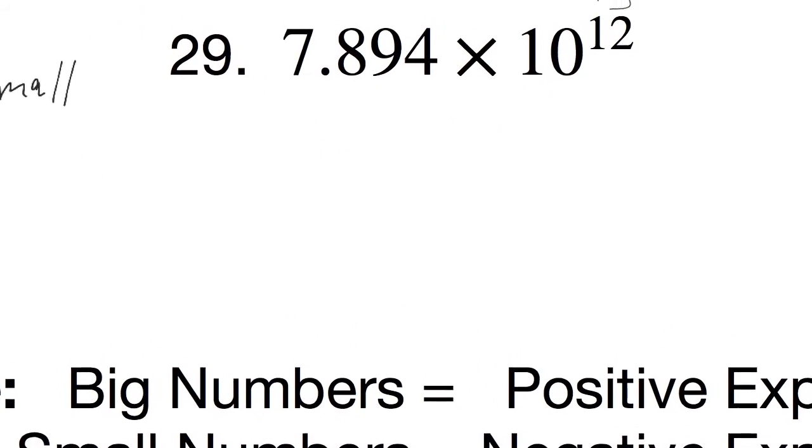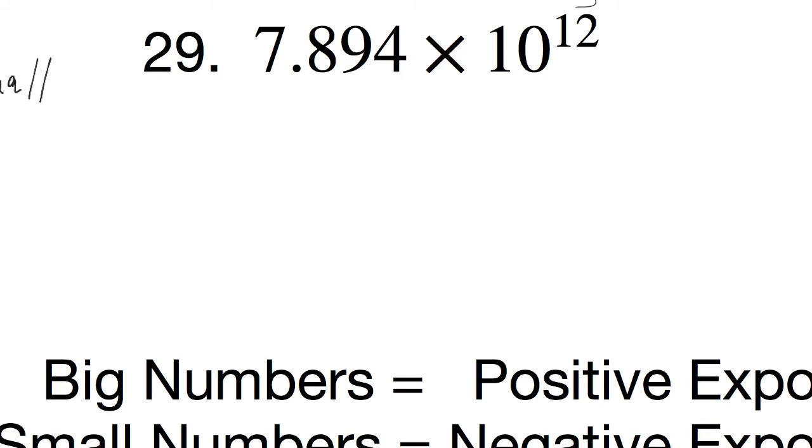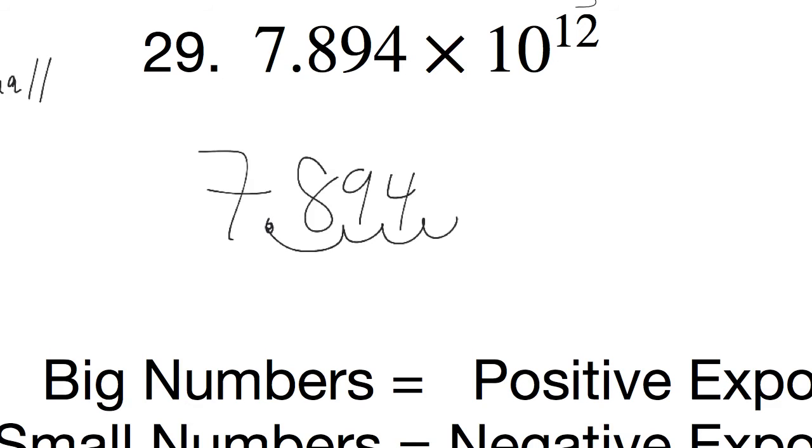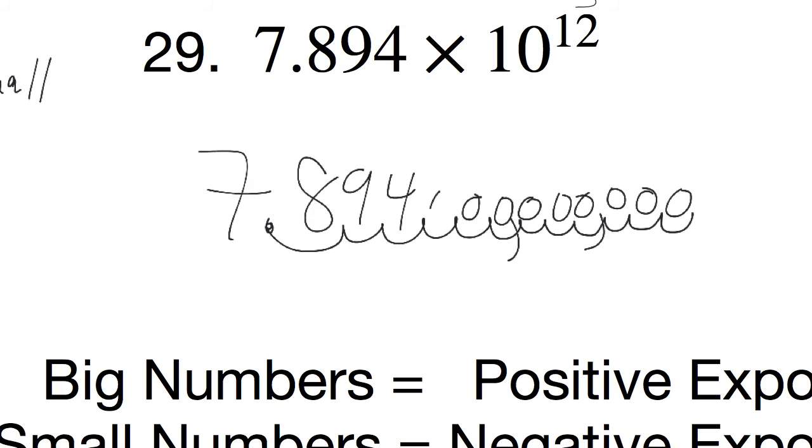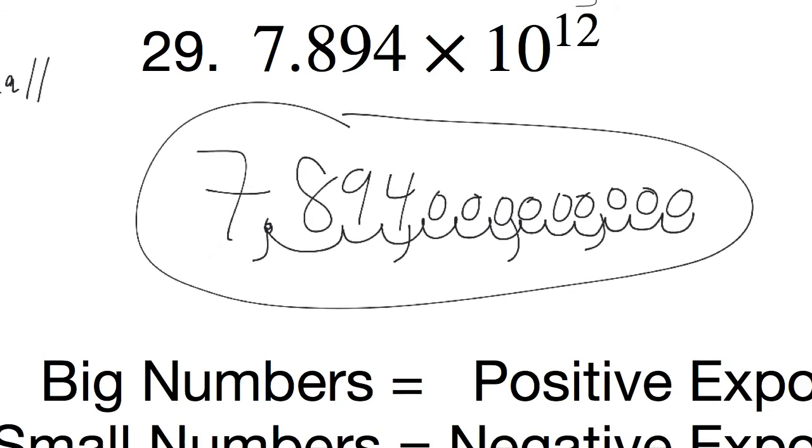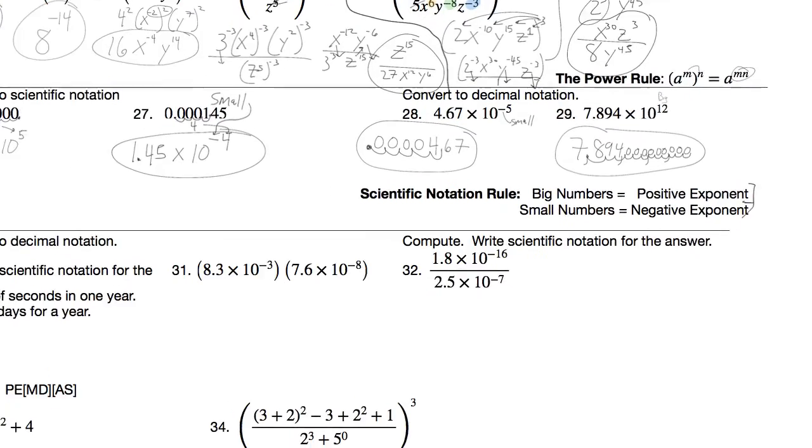We've already said this is a really big number, so let's take 7.894 and make it really big. 1, 2, 3, 4, 5, 6, 7, 8, 9, 10, 11, 12. That's a lot of zeros. That's 7,894,000,000,000. A really big number.